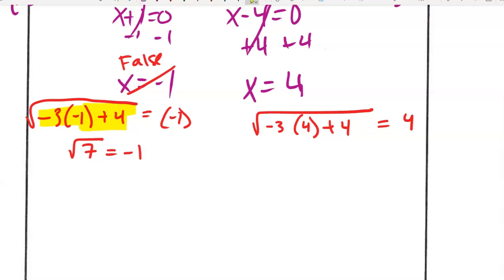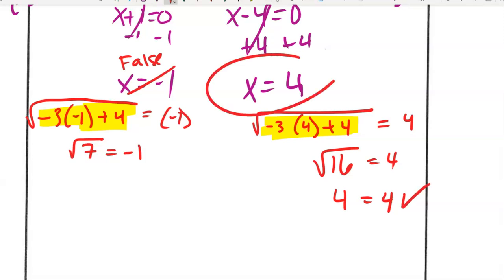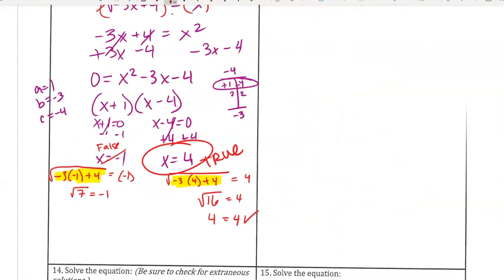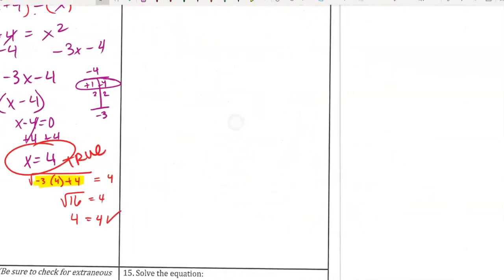All right, next we have -3 times 4, which is -12, plus 4 is 16. And that square root of 16 is 4. So does 4 equal 4? Yes. X equals 4 is our true answer here. All right, moving on to the next one.